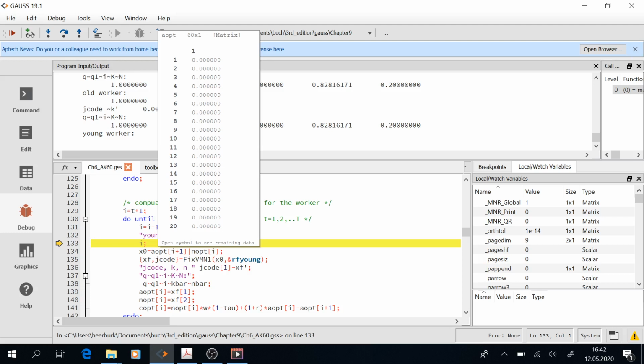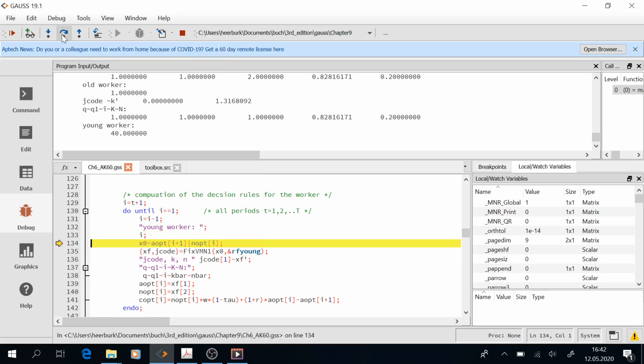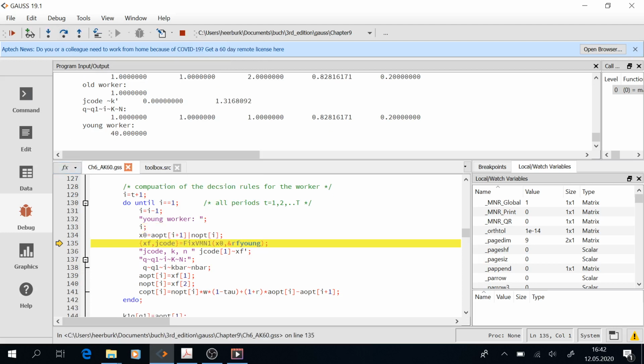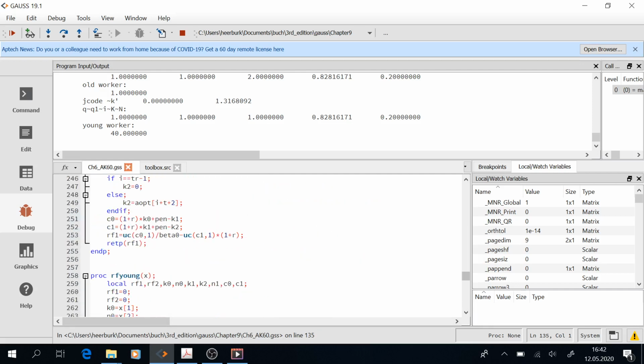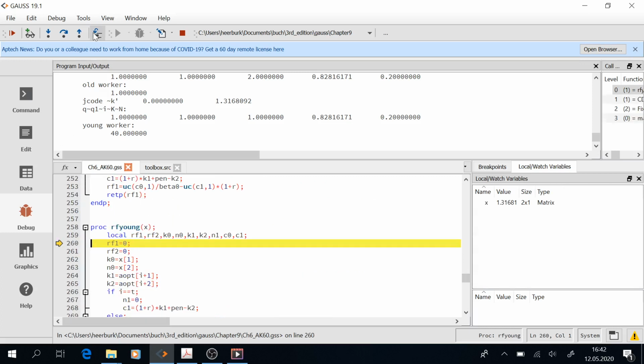So these will be the two values that we provide as initial values to our nonlinear equation solver fix VMN1. So you can see these are the values 1.3168 and 0.30 provided to our nonlinear equation solver. And now we solve the function RF young, the residual function for the young, and the residual function for the young also contains the first order condition with respect to labor supply. So let's jump into this procedure.